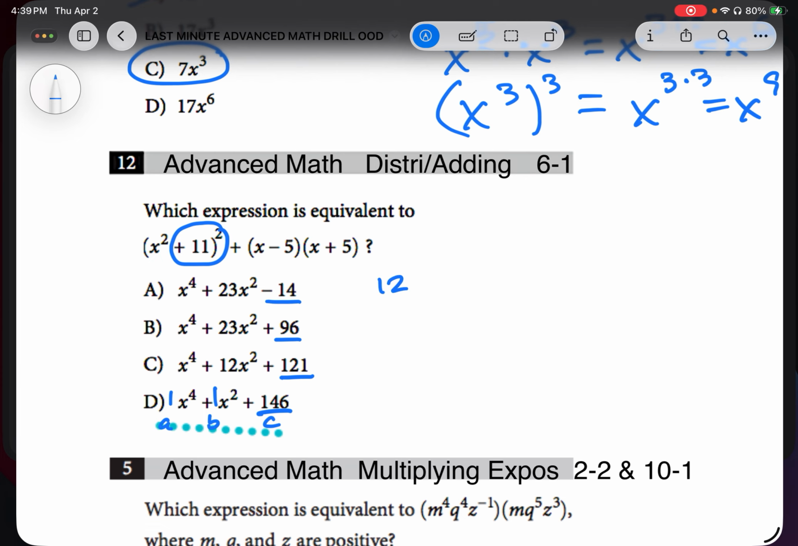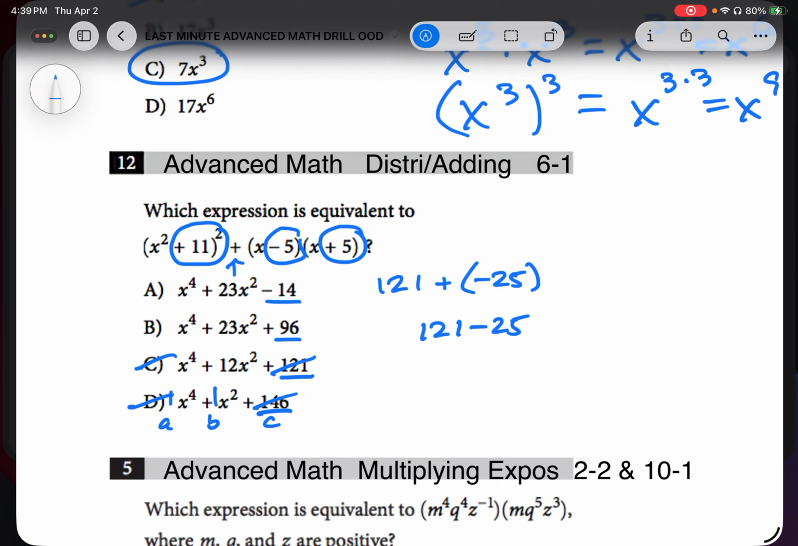What's 11 times 11? 121. Don't forget, we're going to add the other side, which is foiling. The last step of foiling is a negative 5 times a positive 5, which would be a negative 25. So basically, that is 121 minus 25. It's got to be a number less than 121. So it can't be C.